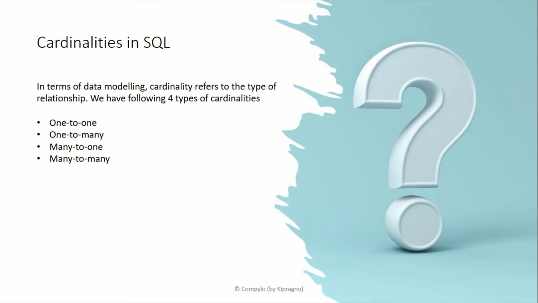Next question is, what are cardinalities in SQL? This question may look quite easy, but this shows that your basics are strong. So in terms of data modeling, cardinality refers to the type of relationship. We have the following four types of cardinalities: one-to-one, one-to-many, many-to-one, and many-to-many.